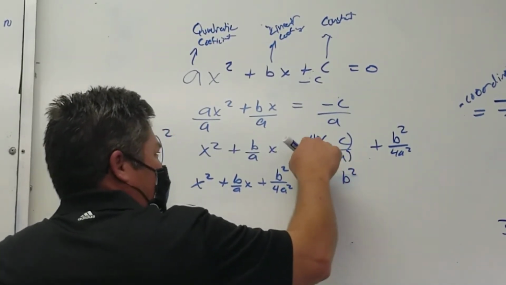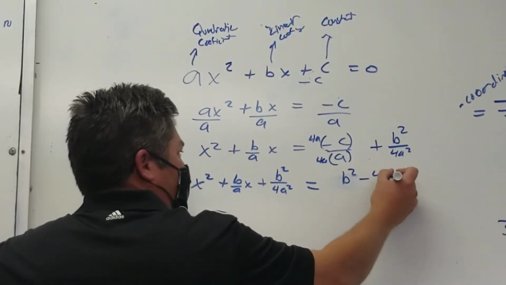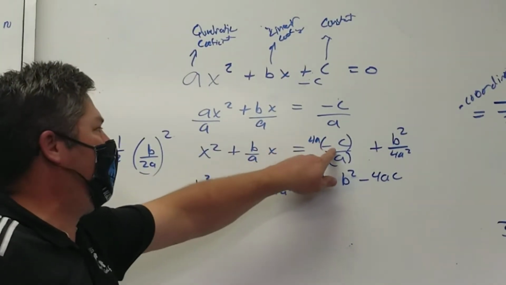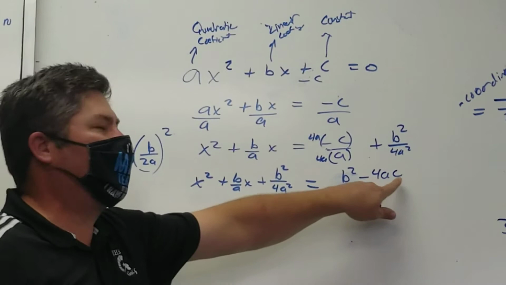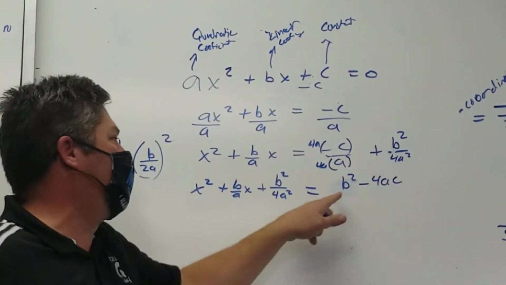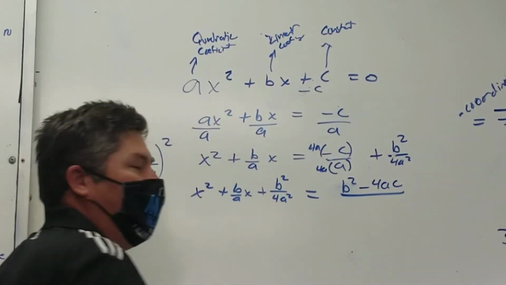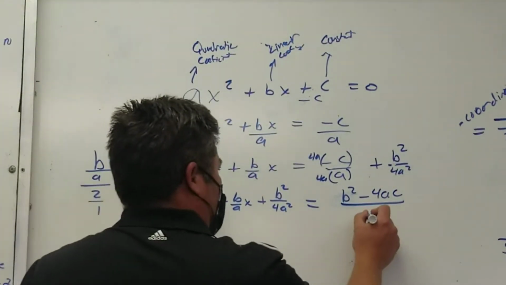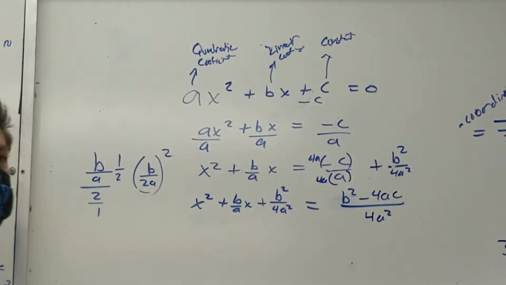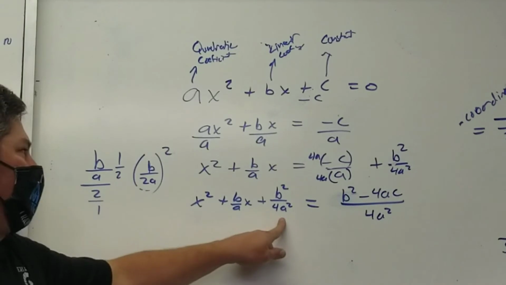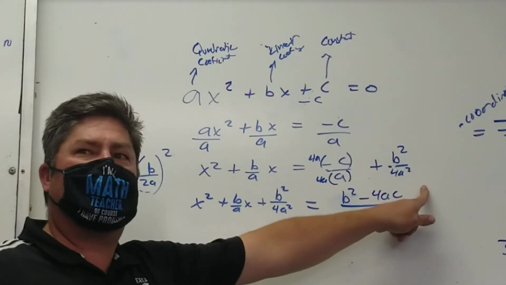B squared minus what? 4ac. Can you see I got the 4ac? Minus 4ac. Okay, and then I got the b squared over here. But I can put those together all over the same common denominator, which is what? 4a squared. Everybody with me so far? Okay, I've completed the square, added the square value to both sides.